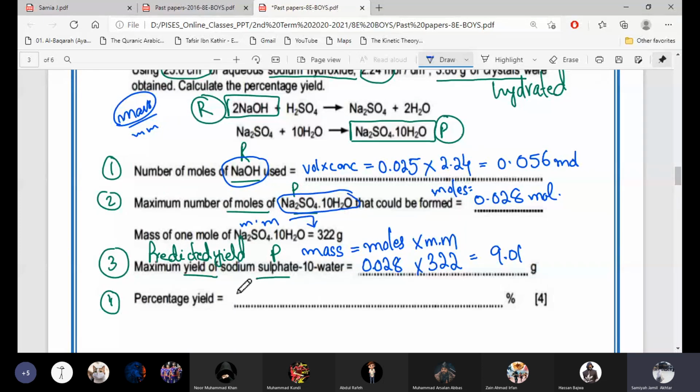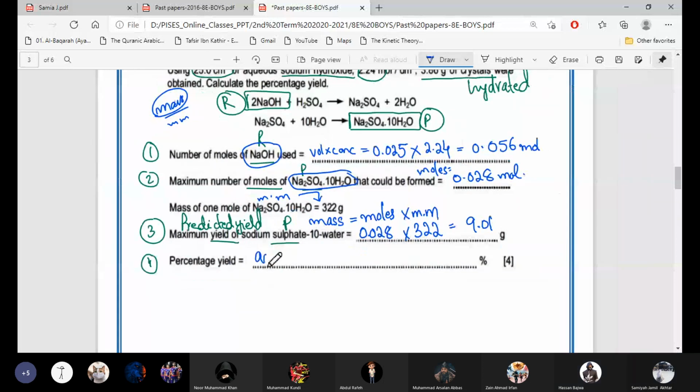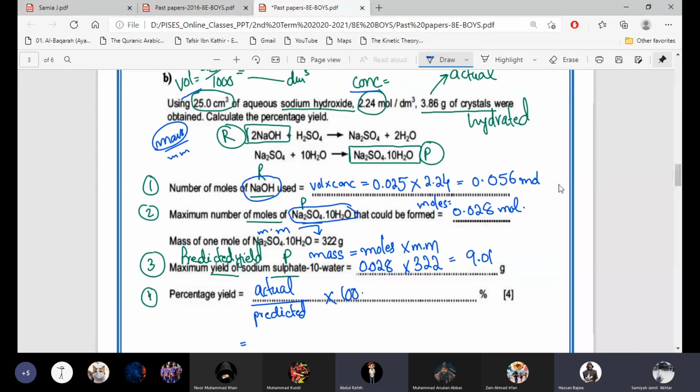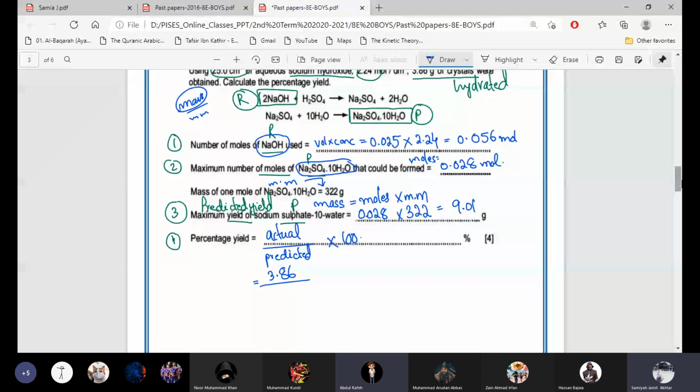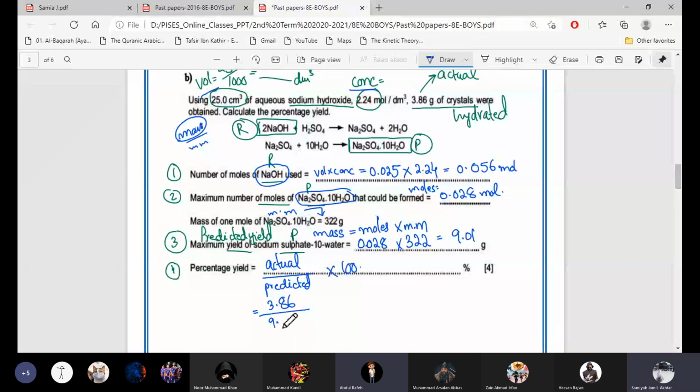What is the formula of percentage yield? Actual yield over predicted yield into 100. Actual mass divided by predicted mass multiplied by 100. So actual is 3.86, which is given to us in the question, and predicted is 9.016, multiplied by 100. Answer? 42.81.